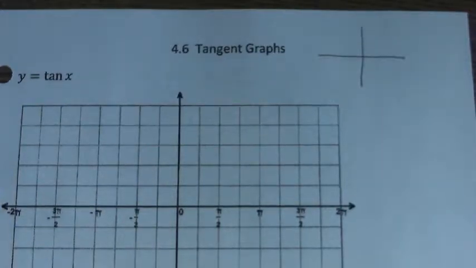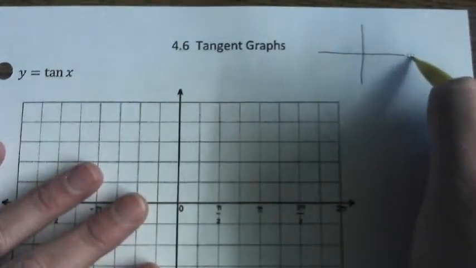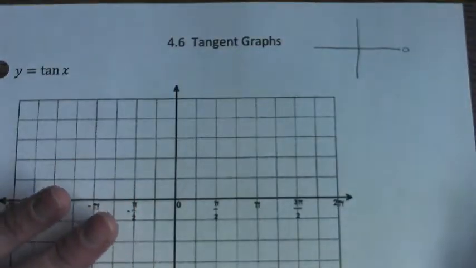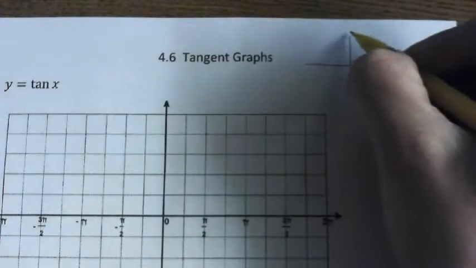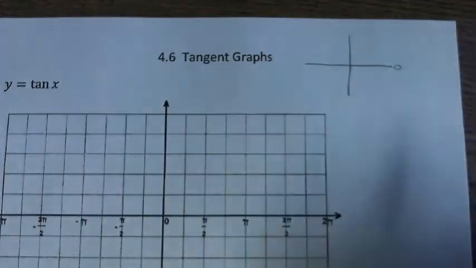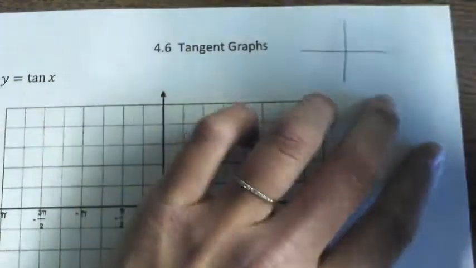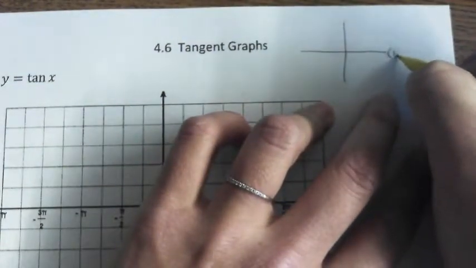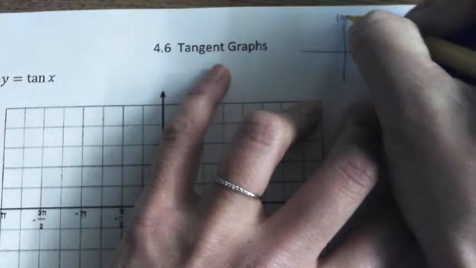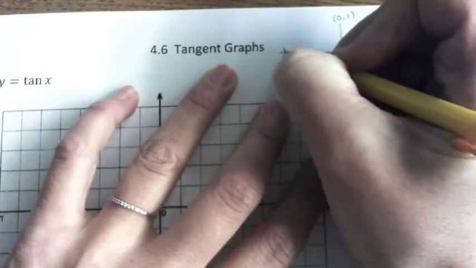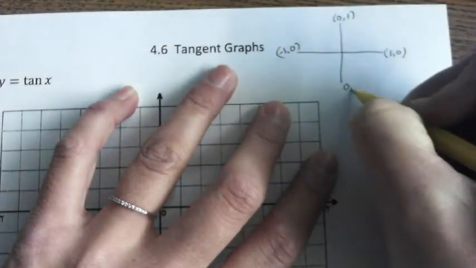Going back to our unit circle, talking about our 0 degree or our 0 radian angle, our 90 degree or pi over 2, the points at the end of this are 1, 0, 0, 1, negative 1, 0, 0, negative 1.